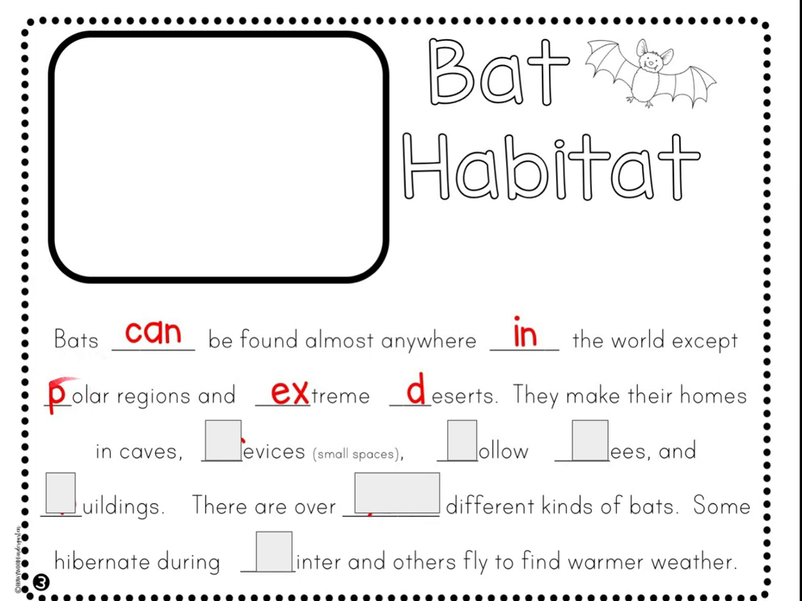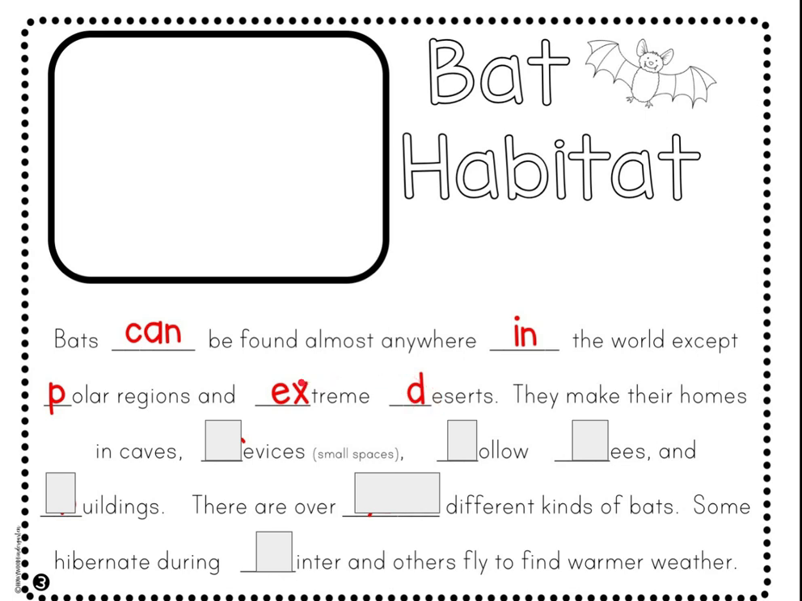So the word polar means really cold, so bats can't live in really cold weather or extreme deserts. So they can't live in really cold or really hot. They need more mild weather than that. So our next fill-in is extreme, E-X for extreme. And then last fill-in in that sentence, D for desert.